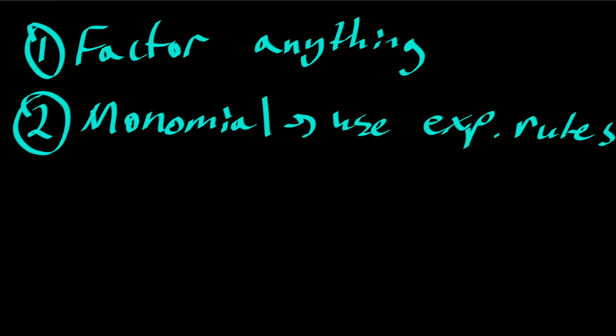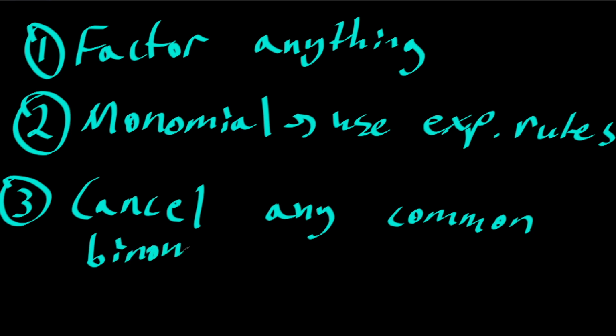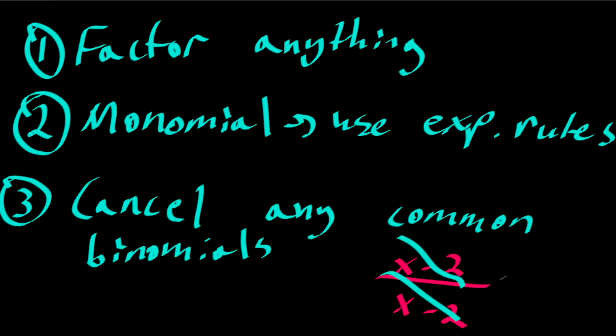And then the last step is we're going to cancel or eliminate, I'll just say cancel, any common binomials, which we'll look at. Basically, it means this. If you have like an x minus 2 over an x minus 2, those would be a common binomial. Anything divided by itself is 1. So we could cancel those and say this equals 1. It's essentially what that third rule means.